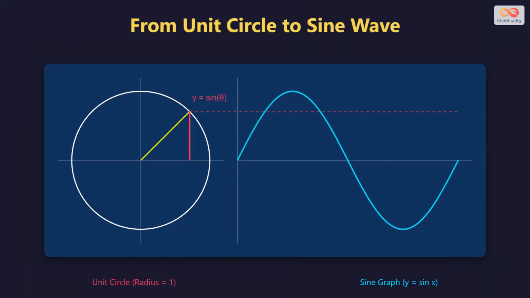To understand where the wave comes from, we look at the unit circle, which has a radius of 1. As a point moves around the circle, its vertical height corresponds to the sine value. If we track this height as the angle increases, we trace out the sine wave. The wave starts at 0, rises to 1, falls back to 0, goes down to -1, and returns to 0.